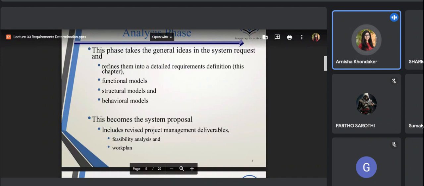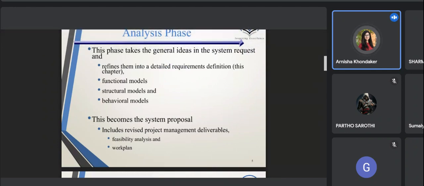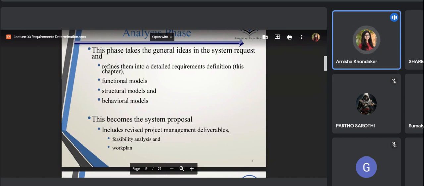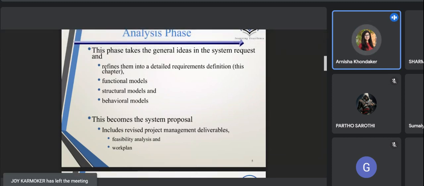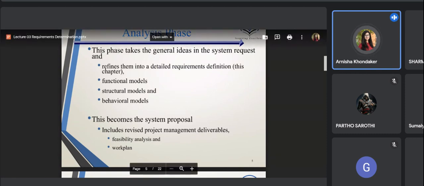So once we are done gathering the requirements, the next step is we will refine these requirements through analysis and then come up with the models. So we'll come up with different functional models, structural models, and behavioral models. We'll look at this modeling in the next few lectures. And then once you are done with these, remember in the last discussion we were looking at a system request document. That system request document is going to be more refined, and then we will have a system proposal. All right, the system proposal will have this behavioral model of the system.